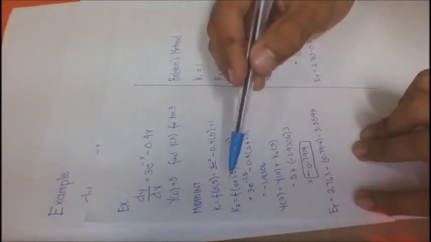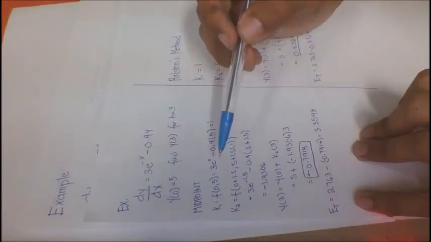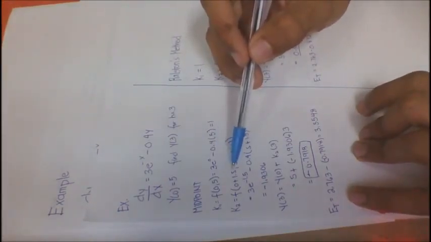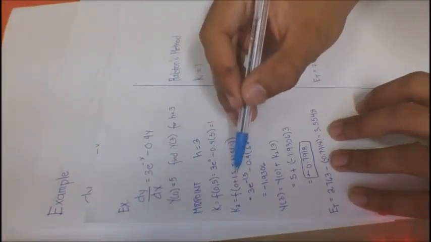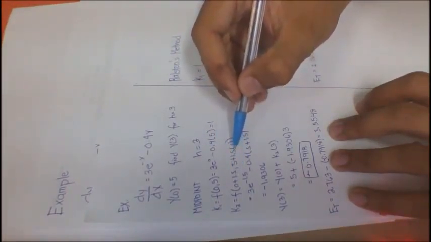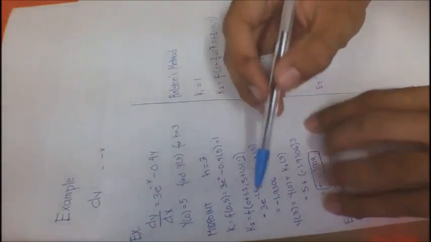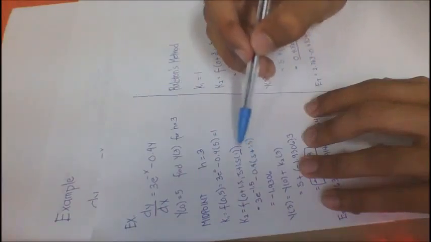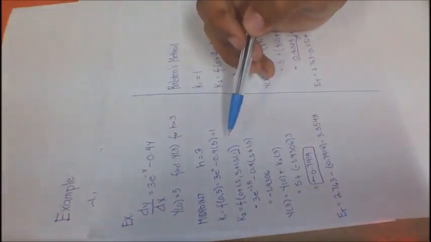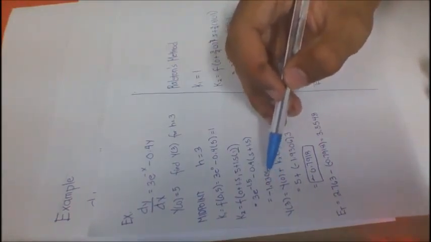So for our k2, that is a function value at 0 plus 1 half of step size, which is 3 over 2, which is equal to 1.5. Now, what we used here as h is 3. So 1.5, since 3 over 2 is 1.5. Then 5 plus half of step size, as said in here, so we'll be using 1.5 times the k1, which is 1, so we'll be using 1 here, and then substituting that to the function. So 3e raised to negative 1.5 minus 0.4 times 5 plus 1.5. The answer for that will be negative 1.9306.